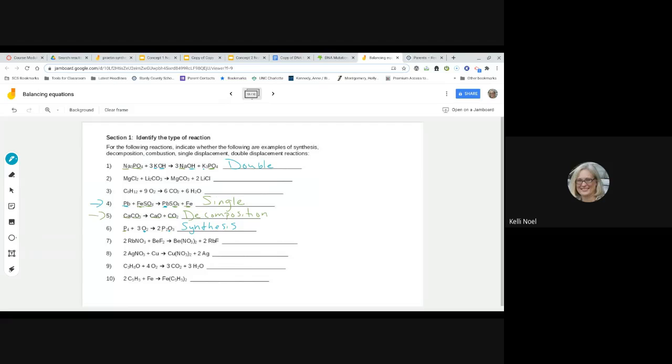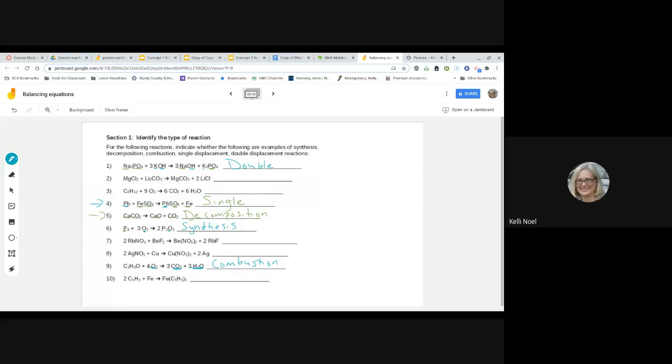And the only one up there is combustion. All right, combustion will always have oxygen here as a reactant on the left-hand side, carbon dioxide and water on the right-hand side, and that will be combustion. You may or may not have any combustions, but the other 4 you need to be able to recognize.